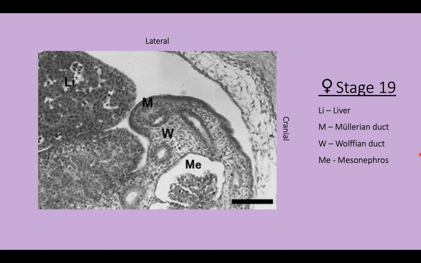So this M represents this Mullerian duct right here, and W represents this Wolffian duct. And you can see that the basement membrane right here is shared between those. It's kind of hard to see, but you can see the different colors of the light gray versus the dark gray.